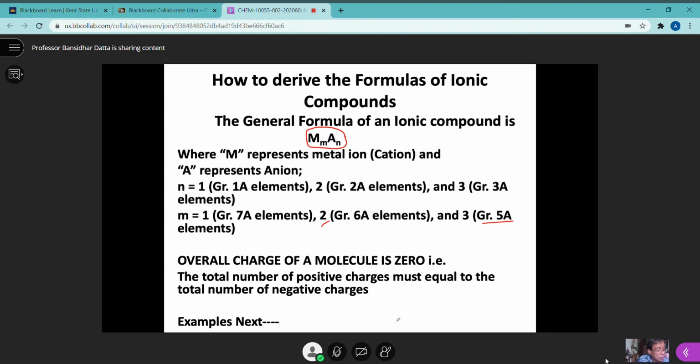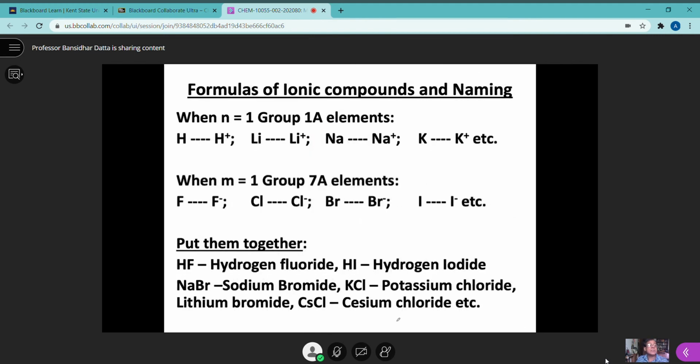Just to show you how we make the ionic compounds, I'll take the example of group 1A. I think we did some, but let me see. I think I might have the next slide. Next slide is this one, the formula of an ionic compound. So when n equals 1, group 1A elements, hydrogen becomes H plus. It's not a metal, we're just writing it as group 1A.